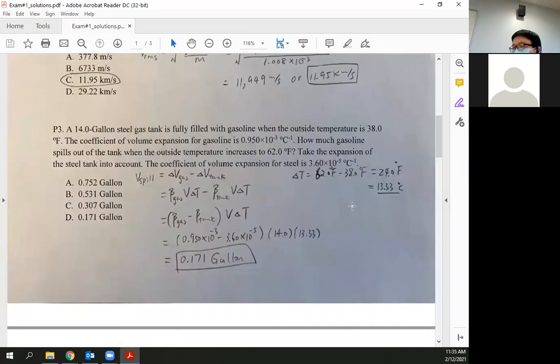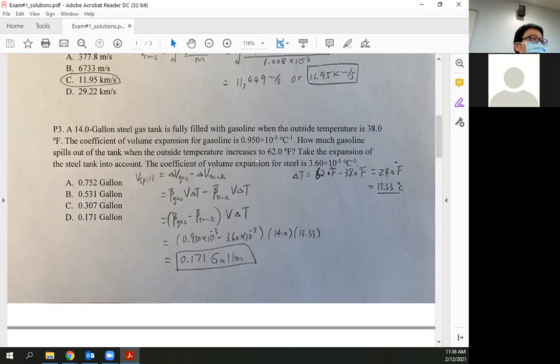This one, I think we went through this in class one time. So the gas will expand, the tank will expand, but less than the gas. Okay, so then you'll take the difference of the two for the gas spill. Delta T will be the same, V will be the same.